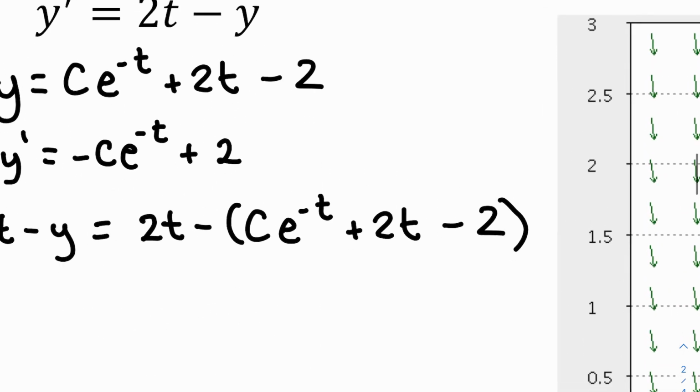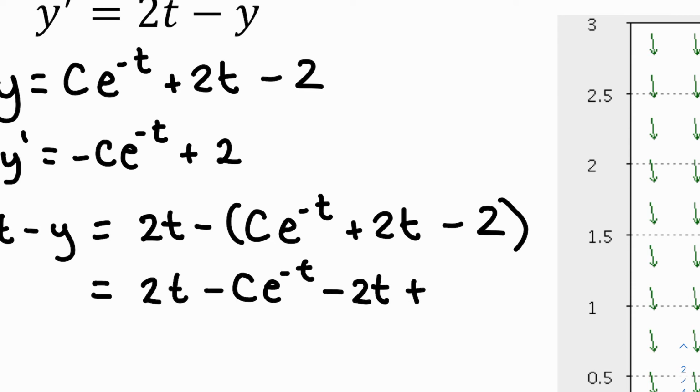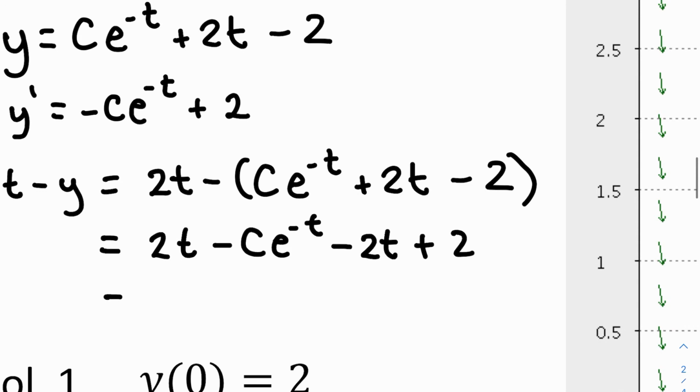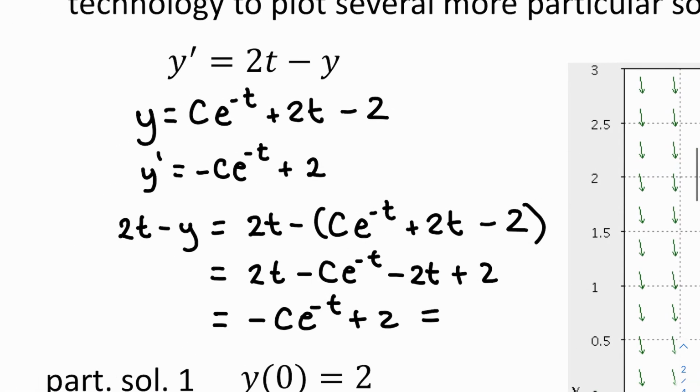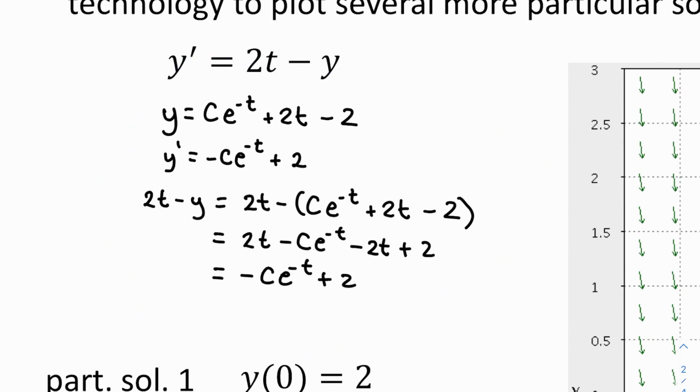Okay, so here's where we're at. We distribute this negative sign across. So we have 2t minus c e to the negative t minus 2t plus 2. Notice the 2t's cancel each other, so we just get minus c e to the negative t plus 2. And notice that's the exact same thing as y prime. So we've confirmed that the general solution is in fact a solution to this differential equation. So we check.